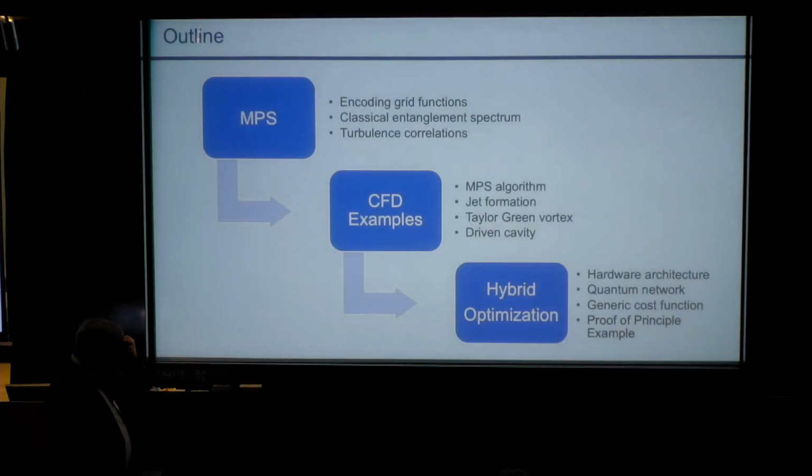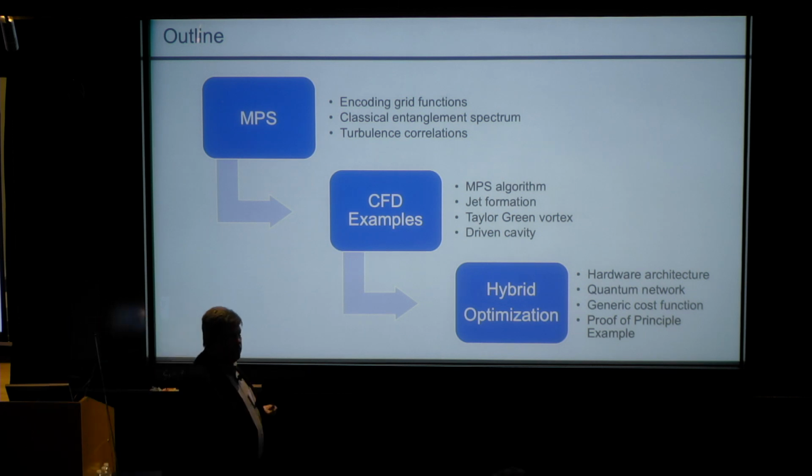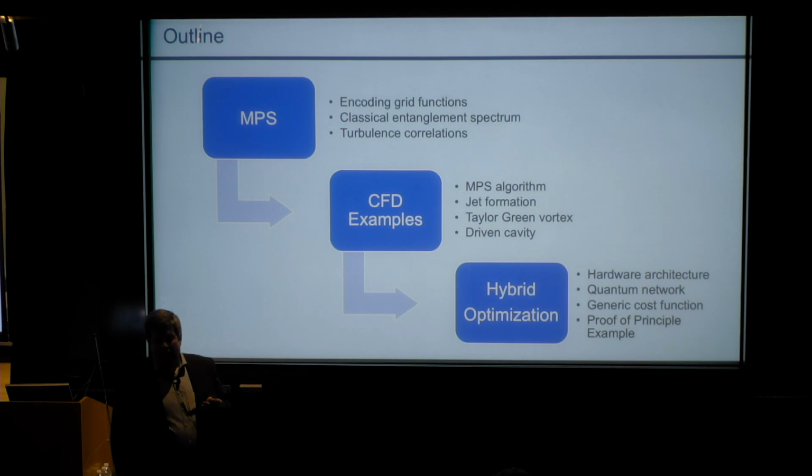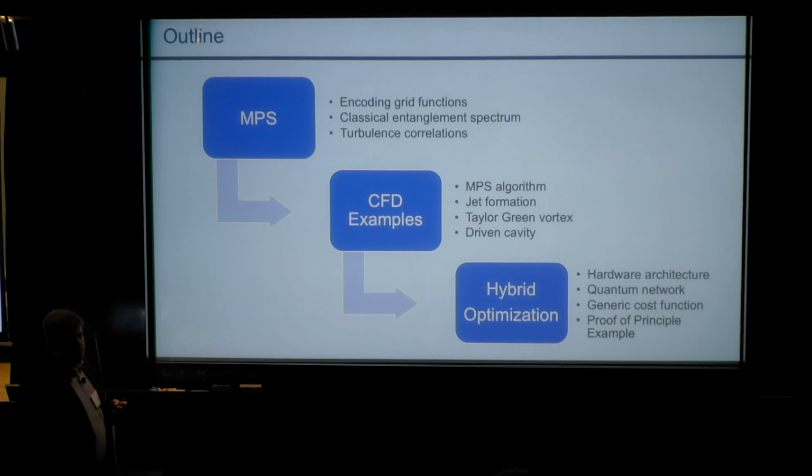So what I want to do now, after this introduction, is show you that matrix product states are a good way to encode such fluid flows, and that they have properties that are very well adapted to these properties of fluid flows that I just explained to you.